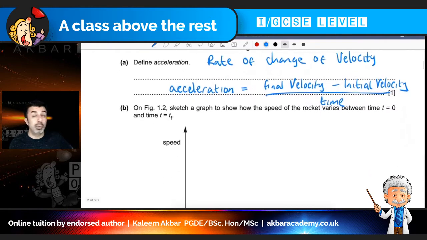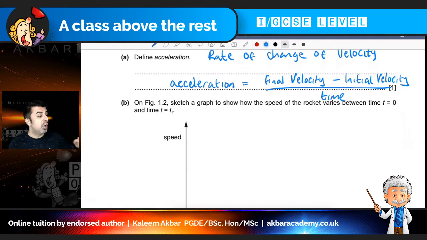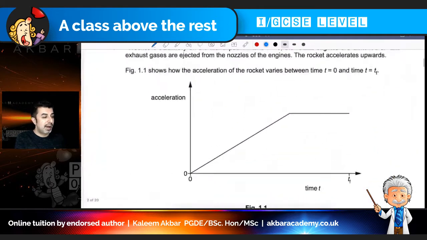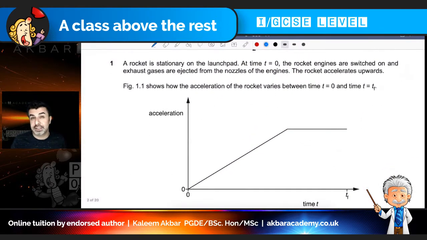Next part, and the part that many students would find quite challenging. On figure 1.2, sketch a graph to show how the speed of the rocket varies between time t equals 0 and t equals tf. Now, the key here is to go back up and look at the graph and try to understand what's going on. If we look at the first part of the graph, the diagonal part, basically the acceleration is increasing. In other words, the speed is increasing. No shock there. However, if you look very carefully at this part, that is basically saying constant acceleration.